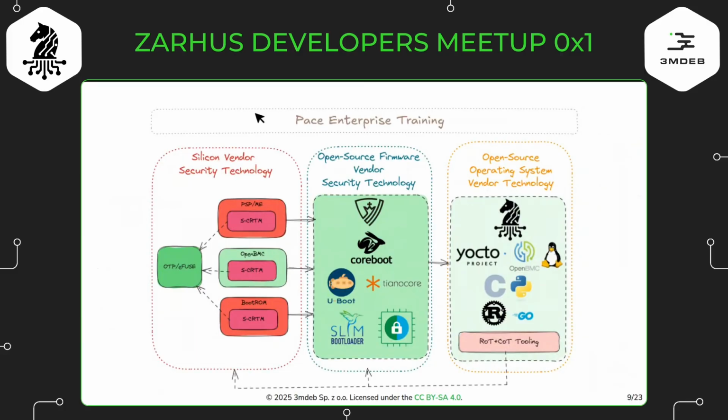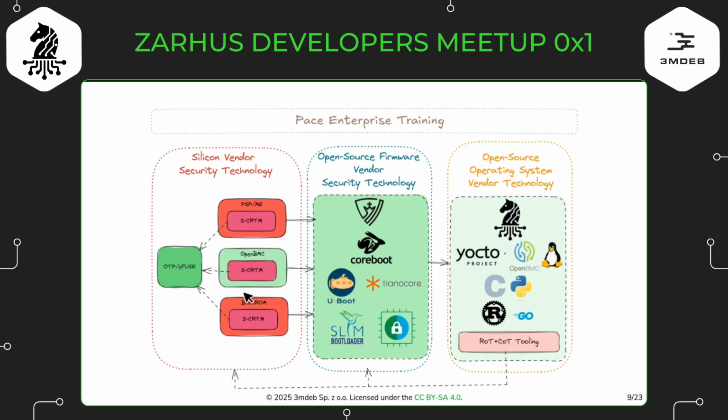So one thing would be PACE Enterprise training, where we deliver trainings about all the technology that we have below. So definitely we are around silicon vendor security technologies, which rely on some boot ROM, can be OpenBMC, can be PSP or Management Engine. Of course, those are related with some static core root of trust for measurement, or root of trust for verification, which then relies on some OTP or fuses. And that's the beginning of the road to a trustworthy platform.